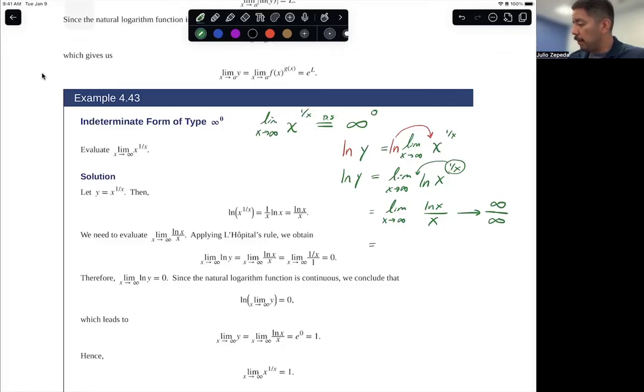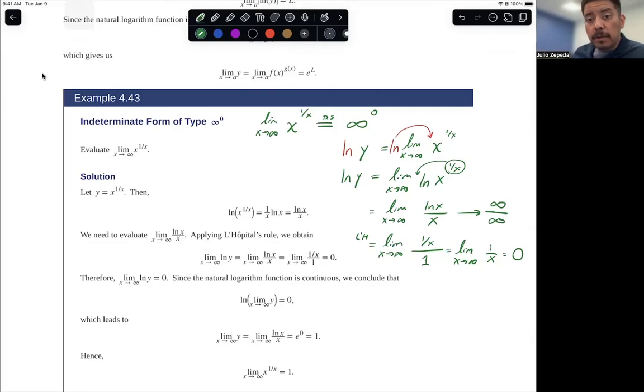So L'Hopital's rule says that we can take the limit as x approaches infinity of the derivative of natural log of x, which is 1 over x, and the derivative of x, which is 1. Okay, this is nice because this is just the limit as x approaches infinity of 1 over x, which we know is 0. So now, is 0 our answer?